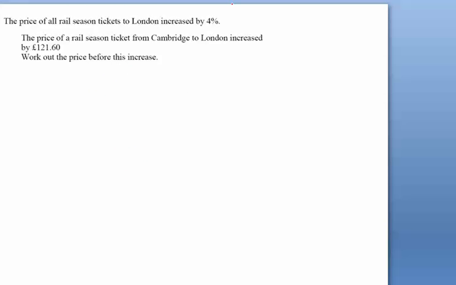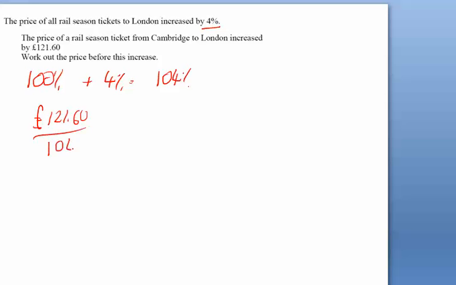Here's an example of a price increase. The price has gone up to £121.60. It's gone up by 4%. So 100% plus 4% is 104%. So we do £121.60 divided by 104 and times 100.